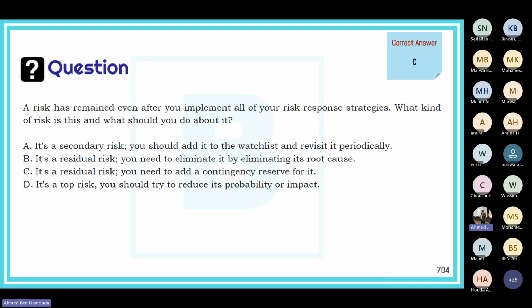It is a residual risk, so we need to add a contingency reserve for it. Okay, because a residual risk, it remains, you cannot eliminate it. I mean not easily. Okay.